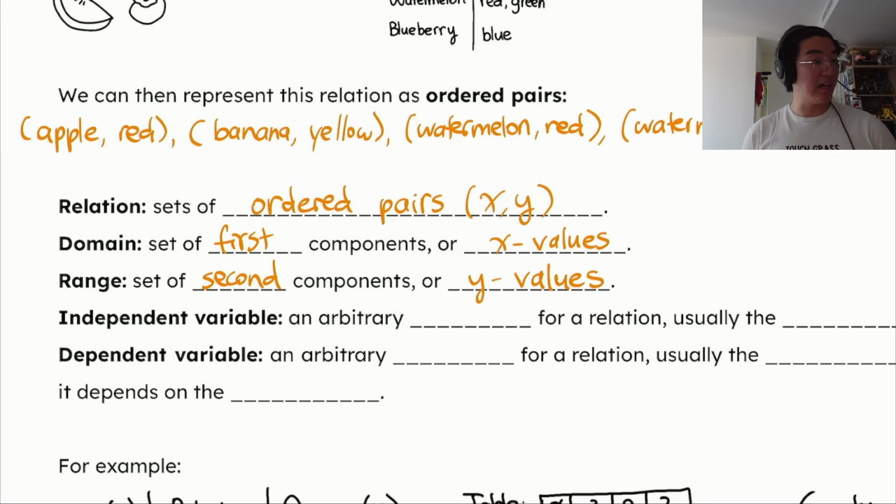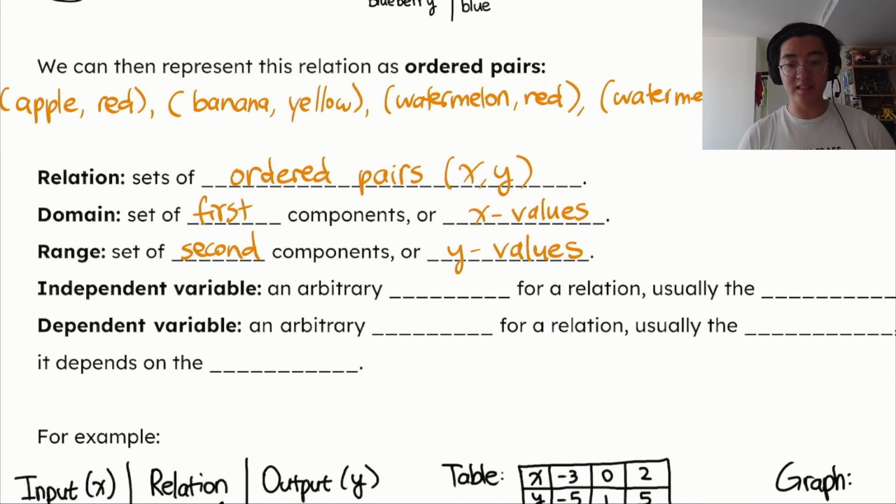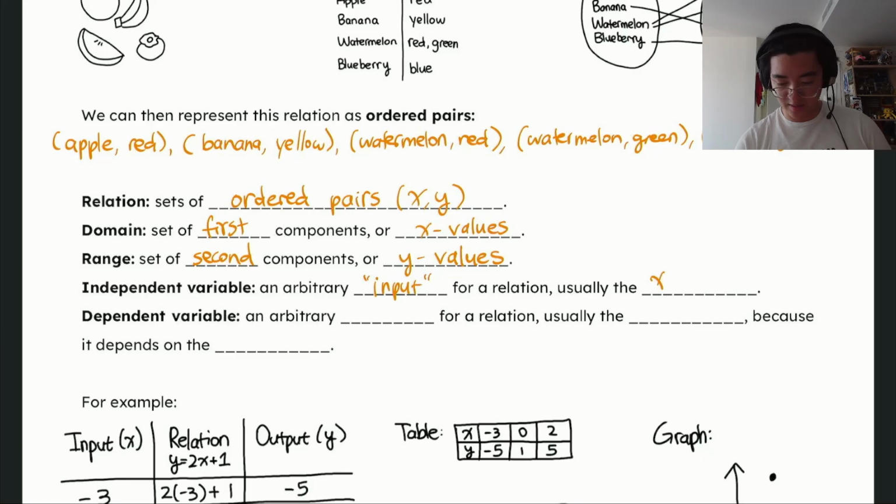Okay, and then we got independent variables. So that is an arbitrary input. Independent variables are generally for inputs, so independent input. And again, usually the x values. And this means that the dependent is the output. So the dependent depends on the input. Usually the y values, because it depends on the x values.